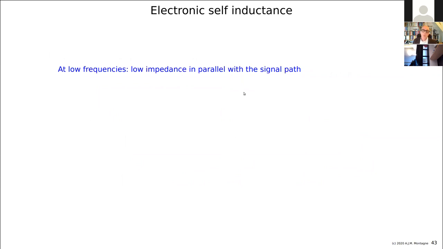So what is a self-inductance? Well, at low frequencies, we have a low impedance, and in this case, we will put a low impedance in parallel with the signal path. And at high frequencies, this impedance should be high. And this high frequency should be the frequencies of interest. And the low frequencies should be the bias noise, the bias deviation because of temperature, etc.